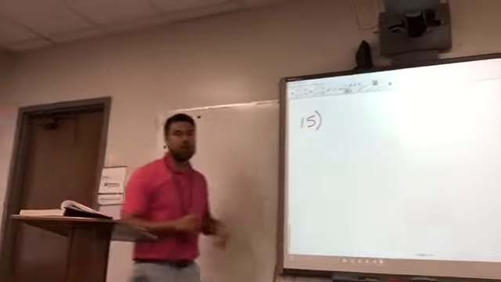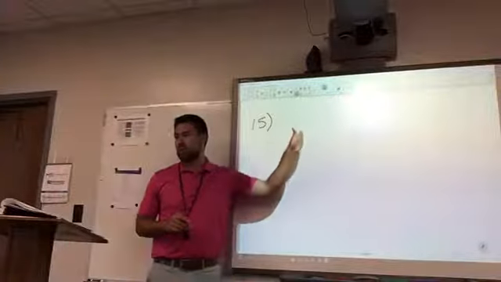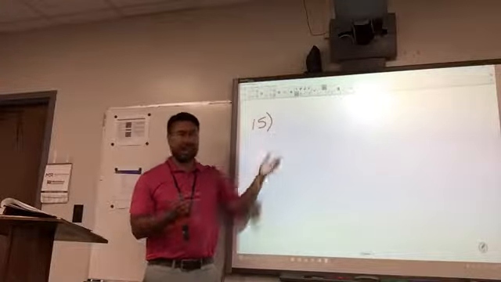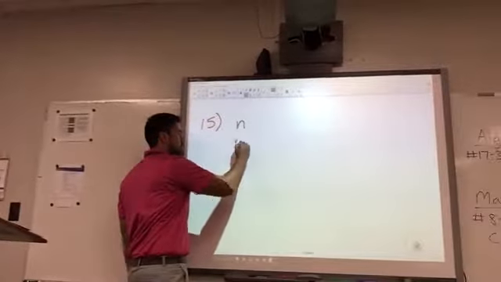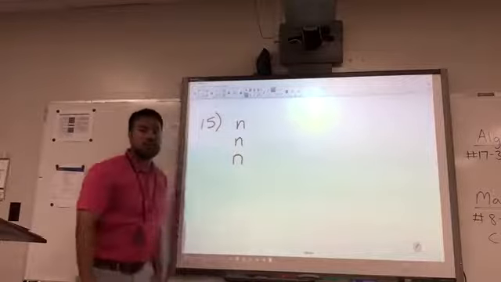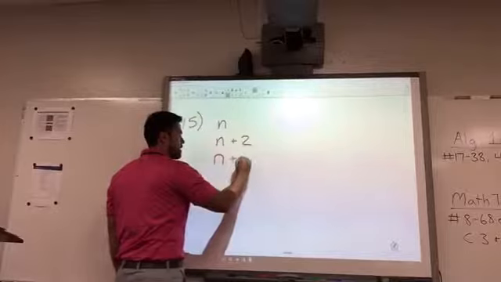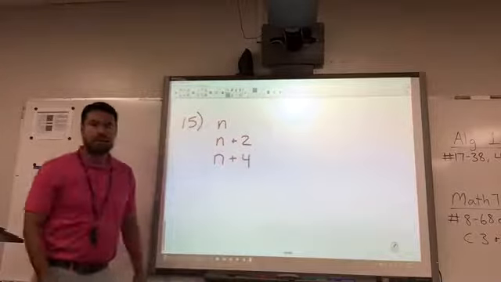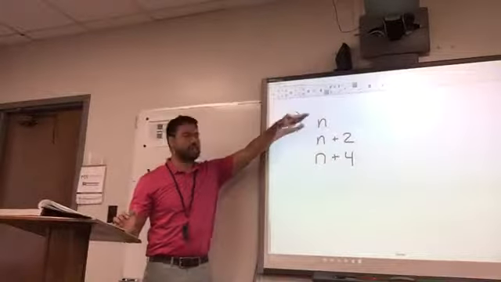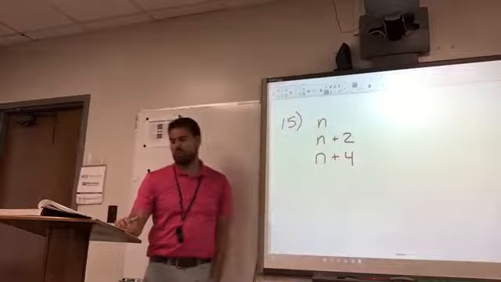Okay, who knows what the three numbers are using algebra? The first one's going to be n. What are the next two in this problem? n plus 2, n plus 4. They said consecutive odd. Yes, it's n plus 2, n plus 4.